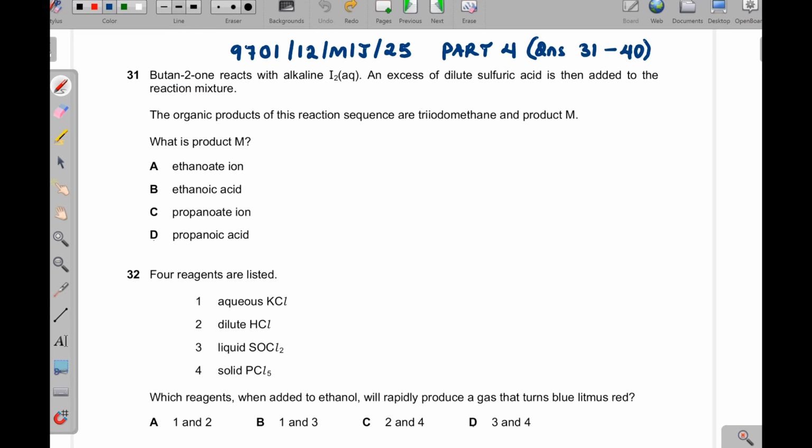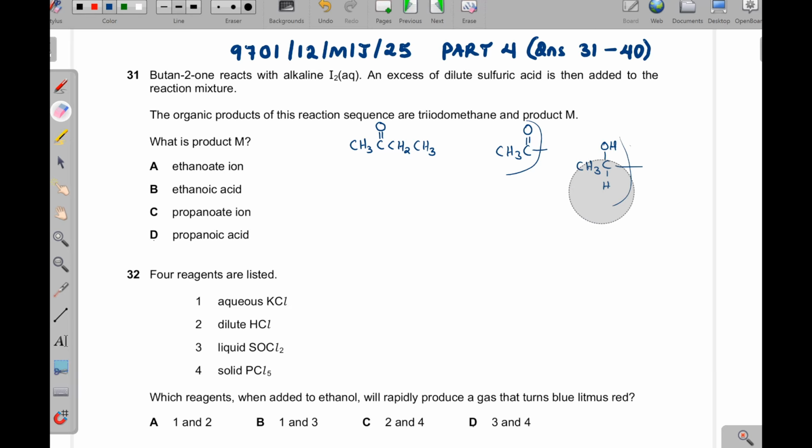Now what happens, there are two processes here. First of all, butan-2-one is CH3, then there is a carbonyl here, and then CH2 and the CH3. So for a positive result, we must have CH3CO. This group here has to be there. If it's an alcohol, then it has to be CH3, then CHOH, with the H, and then any other group that comes.